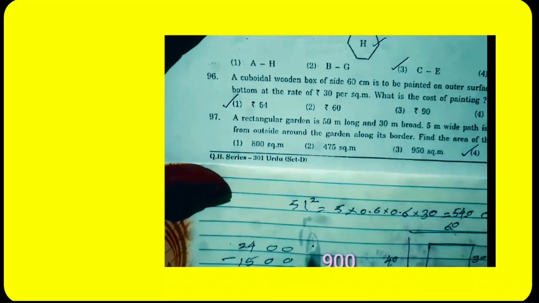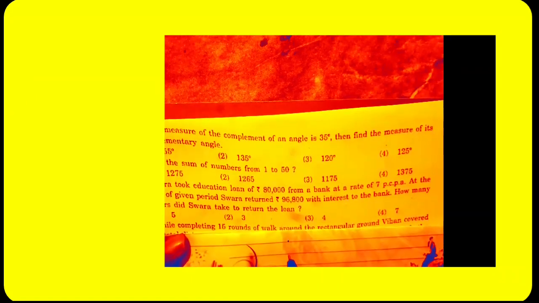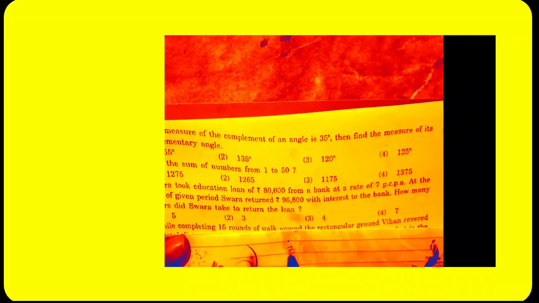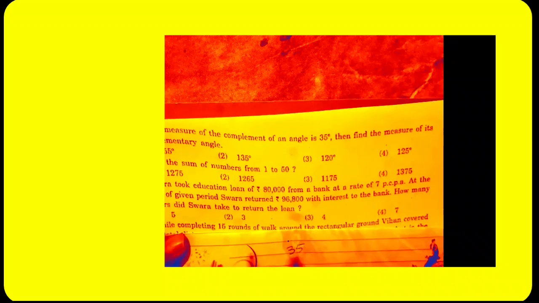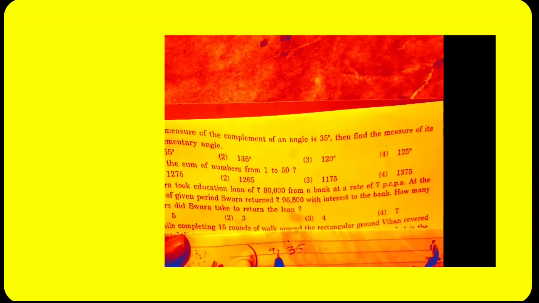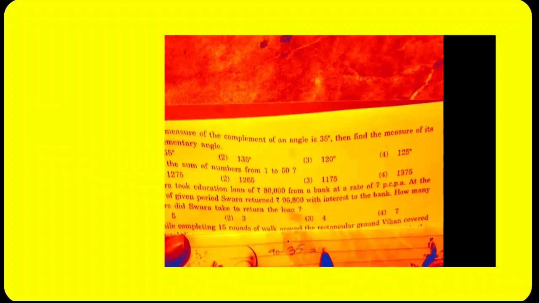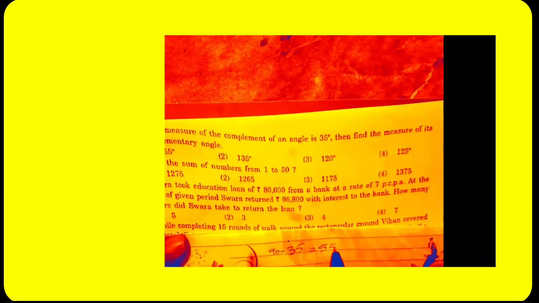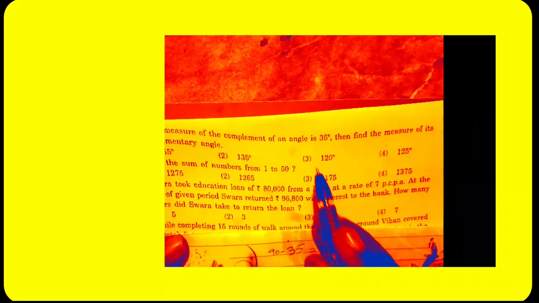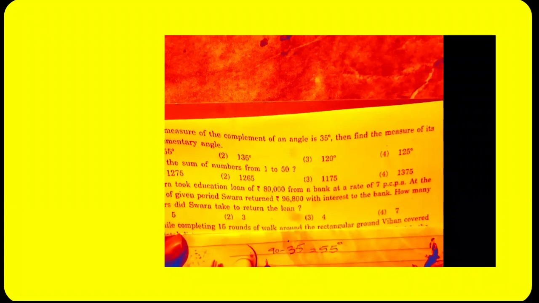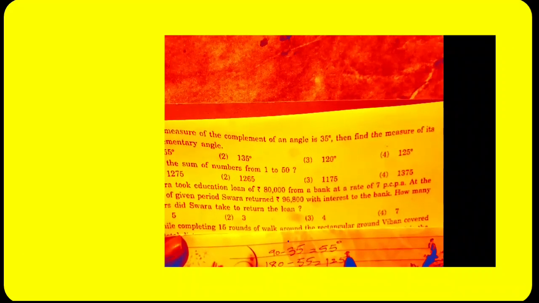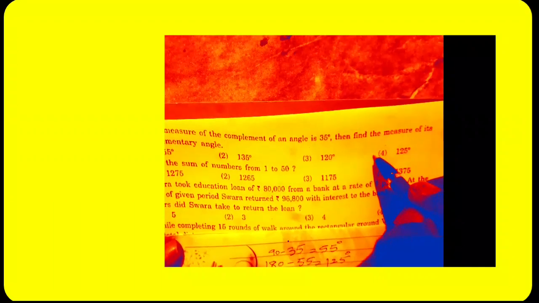900 square kilometer. The complementary angle is 35. So 90 minus 35 is equal to 55, our angle. And the supplementary angle is 180 minus 55, 125 degree. 4 is our answer.